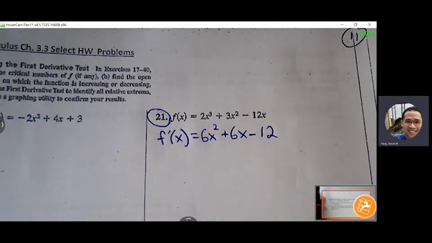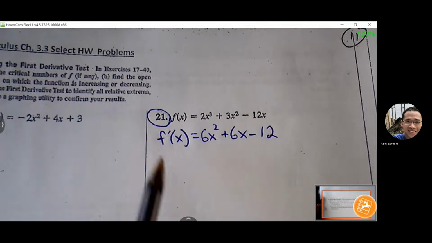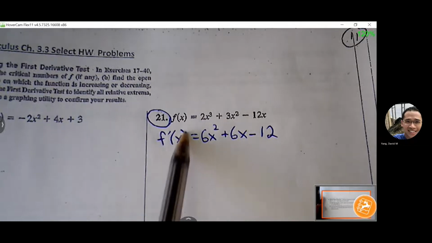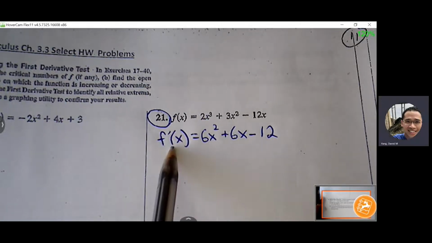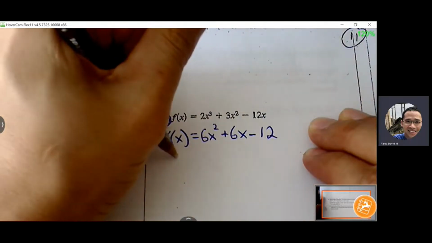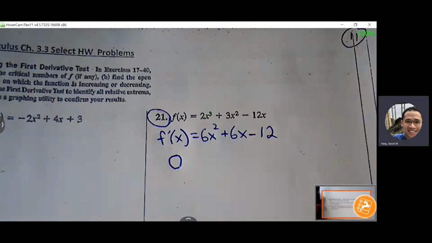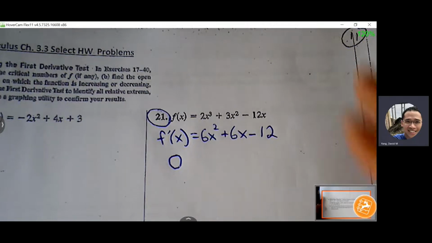Set the derivative equal to what? 0, right? Just like how if we're doing velocity. Now, if there was a numerator and denominator for your derivative, you have to set both the top and the bottom equal to 0 separately.